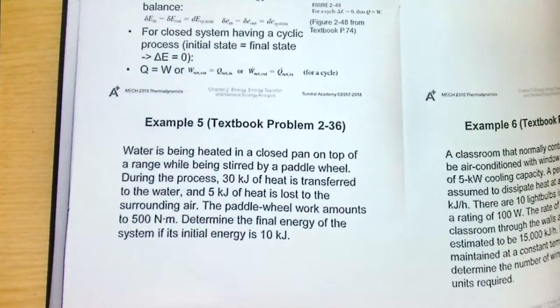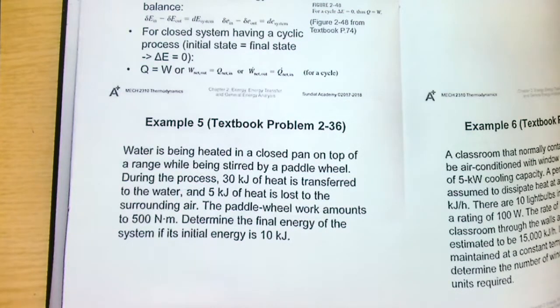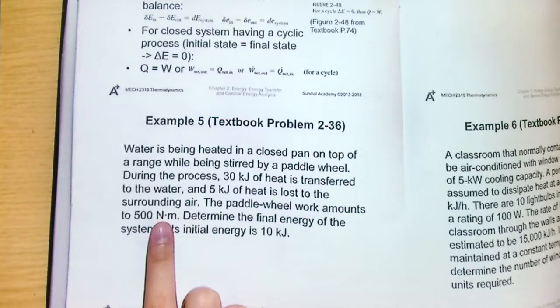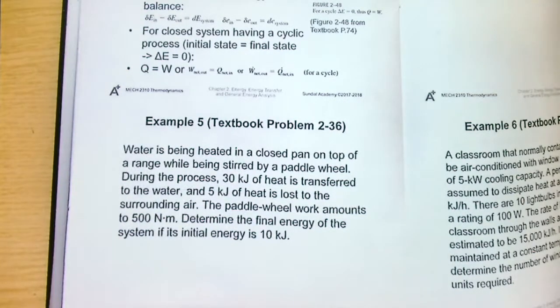During the process, 30 kJ of heat is transferred to the water and 5 kJ of heat is lost to the surrounding air. And this paddle wheel work amounts to 500 Newton meter. Because it's work, this Newton meter is actually joule in this case. But remember, Newton meter is actually reserved for talking about the moment or the torque in mechanics. If we are talking about work, although it's Newton meter, we will usually use joule to represent this work. We need to determine the final energy of the system if its initial energy is 10 kJ.